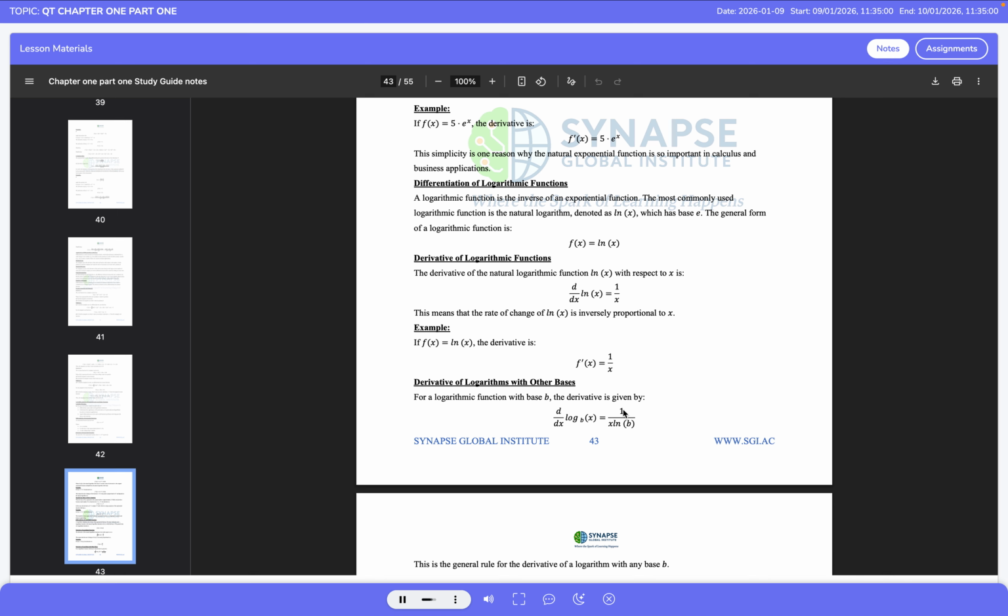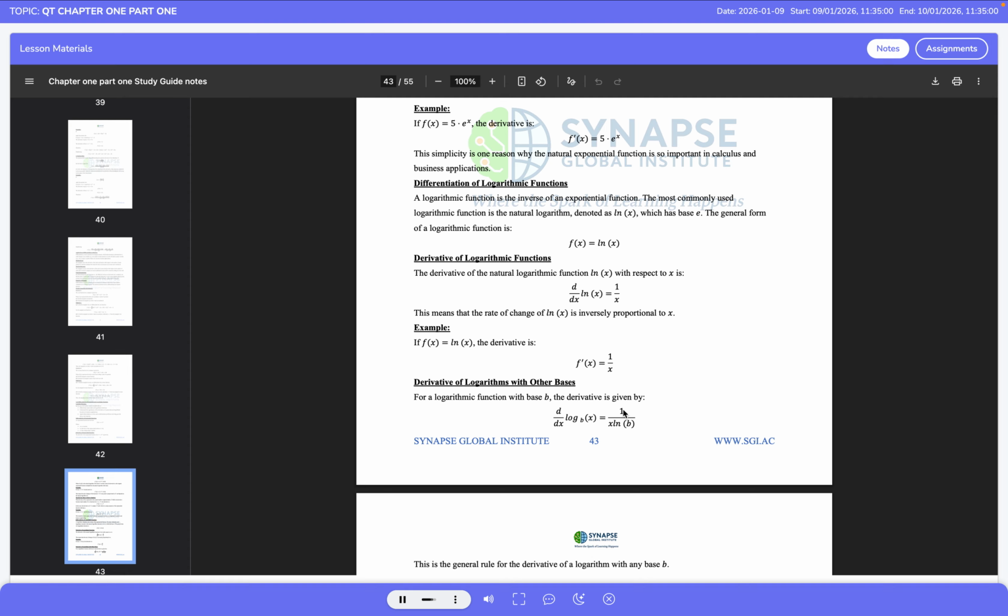This means that the rate of change of the natural logarithm decreases as x increases, reflecting diminishing rates of change. In business terms, this behavior is useful for modeling situations where growth slows down over time.